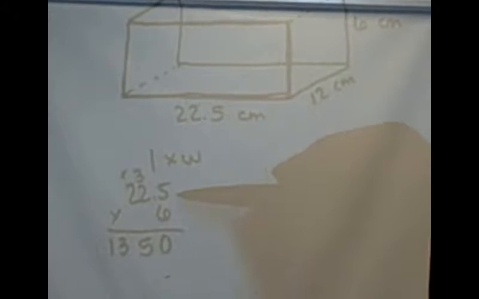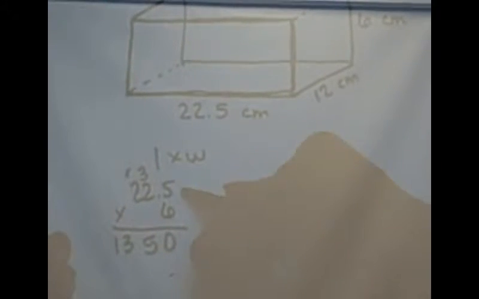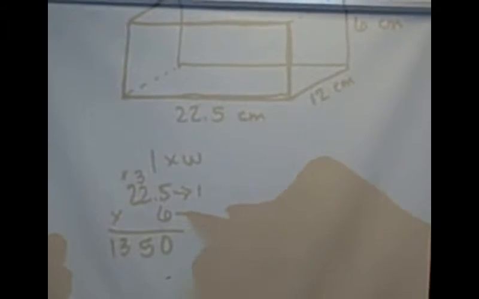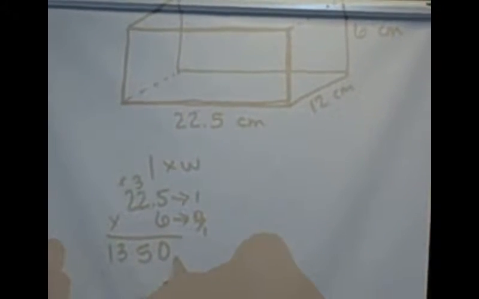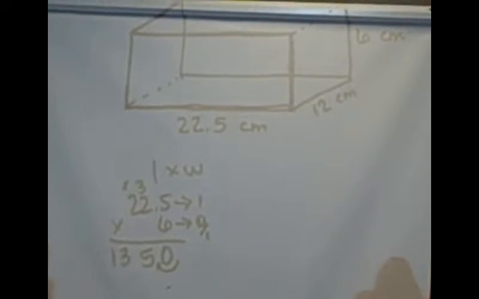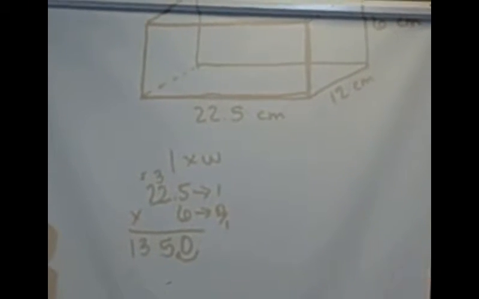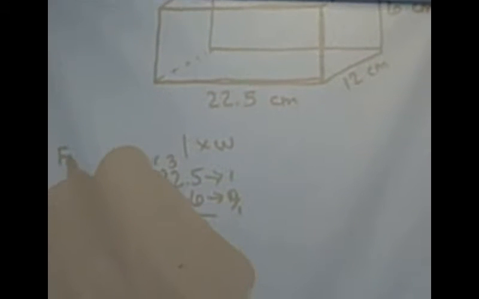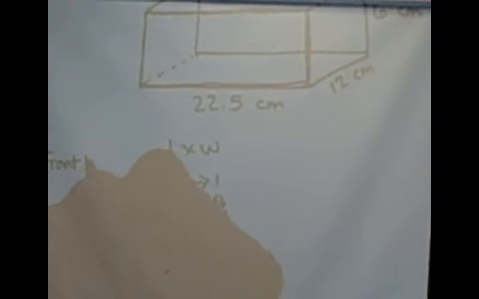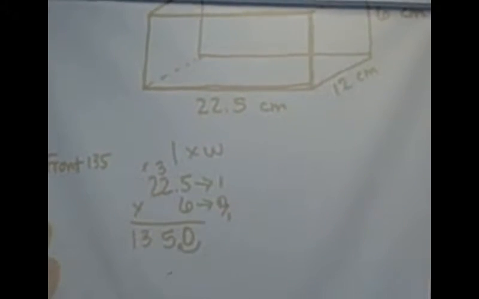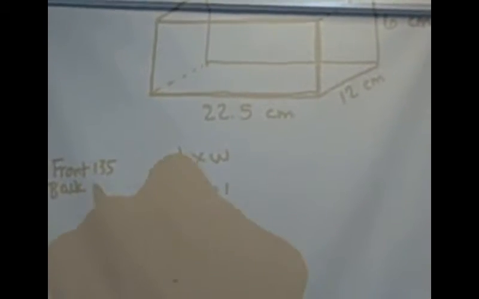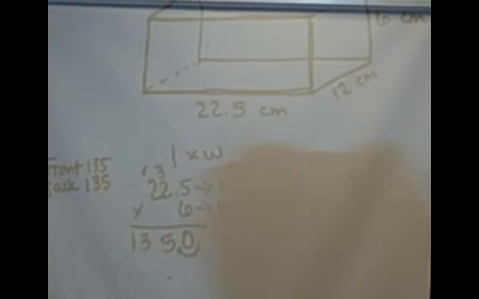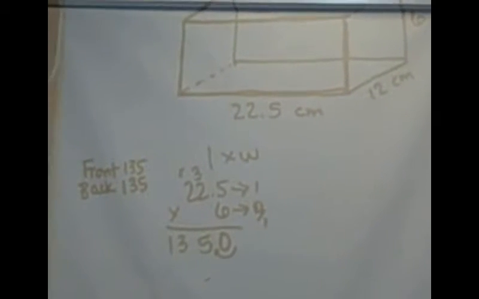Now notice that we did multiply with decimals. We have one number behind a decimal here all together. So we're going to take our imaginary decimal and move it one time to the left. All right, so you've got to think of something. If the front is 135 centimeters squared, then the back of this should also be 135 centimeters to the second power.